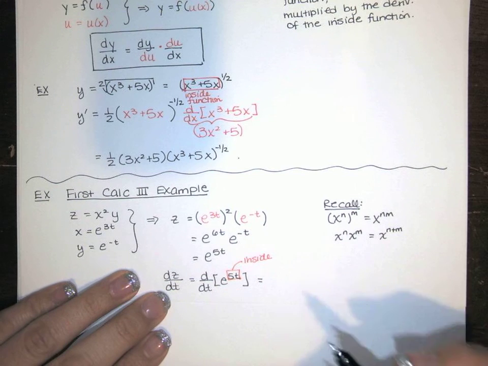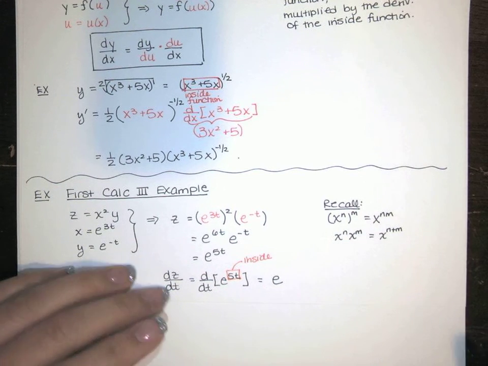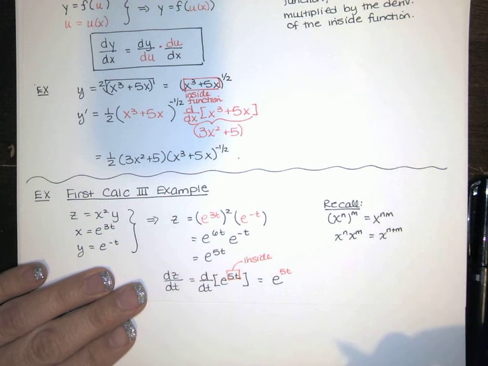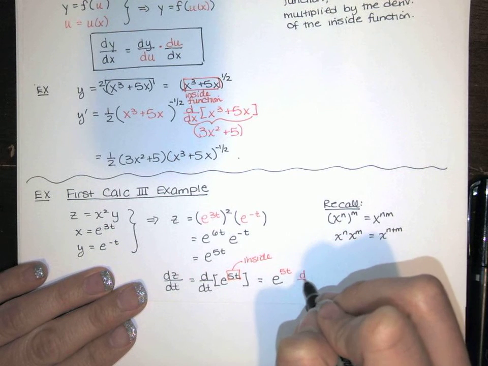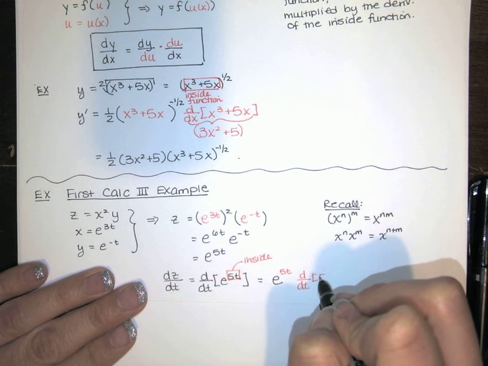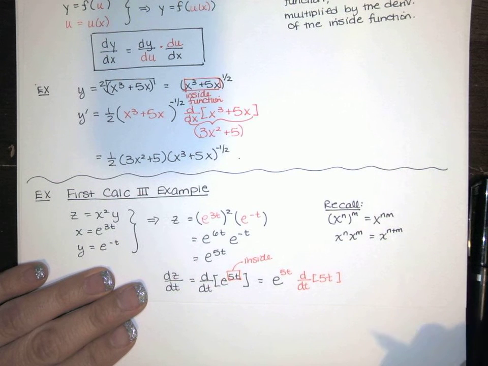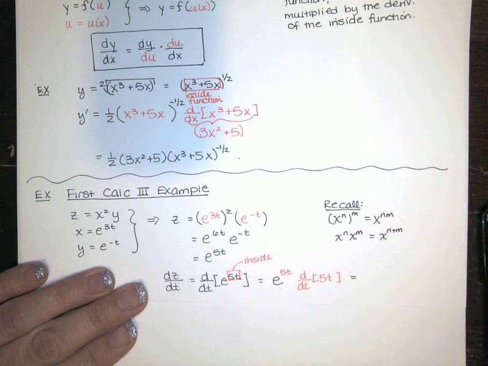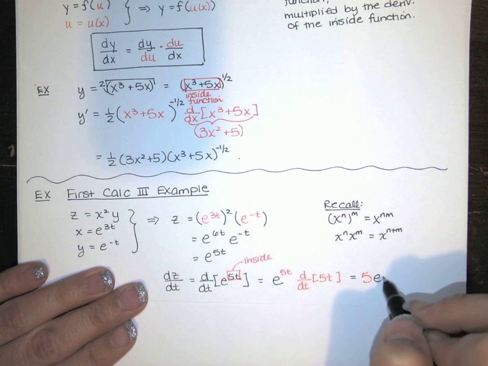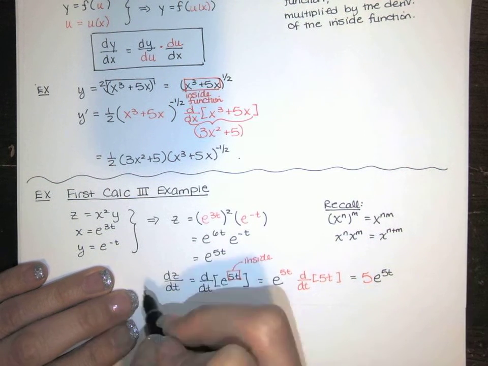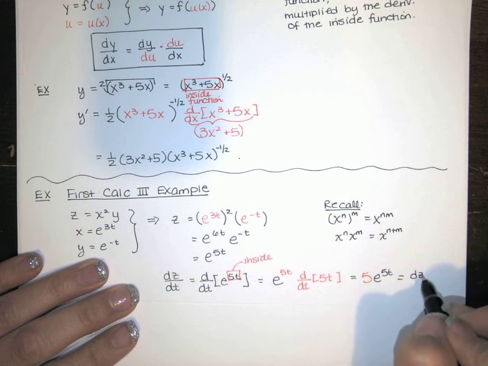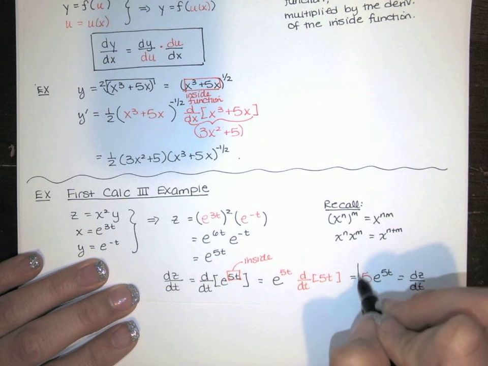Derivative of e to some power is e to that power. You just write down the exponential again, don't change it. And then you multiply by the derivative of the inside. And of course the derivative of 5t is just 5. So we end up with 5 times e to the 5t. And that's dz dt.